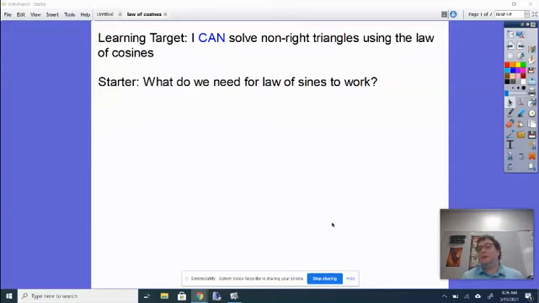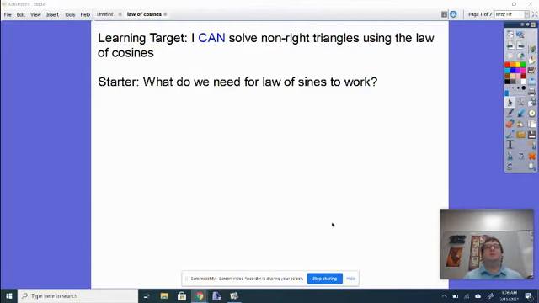Hello, everybody. Today we're going to be looking at law of cosines. Last time we looked at law of sines, and with law of sines, we saw that we needed a pair. And if we had a pair, then it wasn't too bad of a transition or a problem for us to work through. I'm going to be upfront and honest with you guys. Law of cosines is more challenging. It's not that it's hard, it's just more challenging.